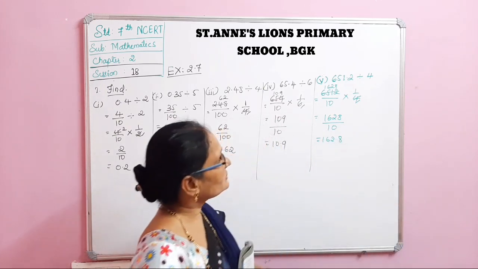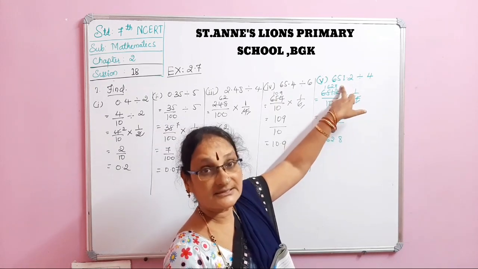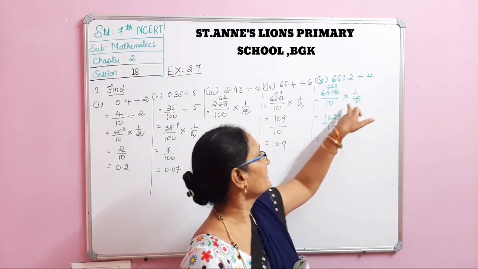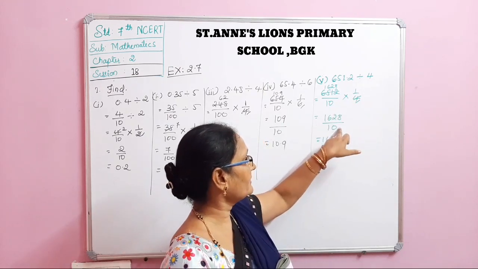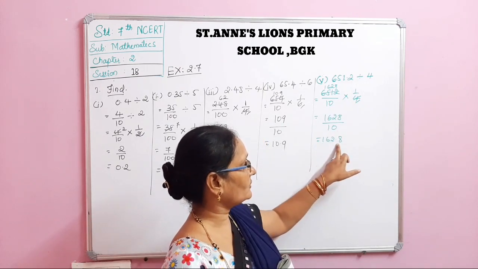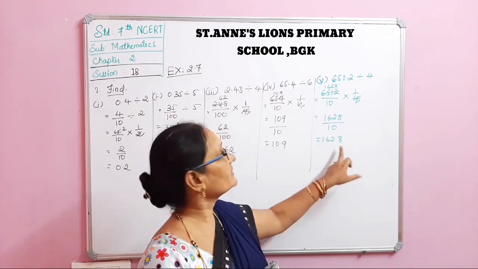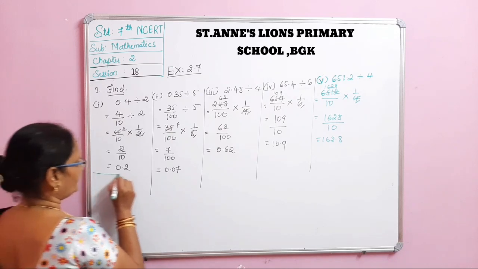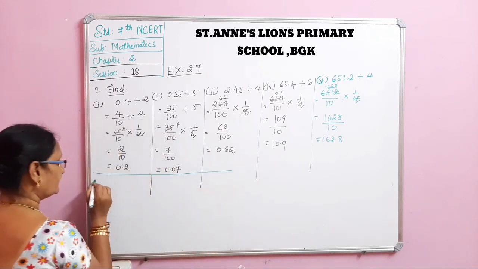162.8. This you can't cancel like this, you can divide it. You take it in the working column and divide and get this one. Divided by 10 means after one place you have to give the decimal point. This is the fifth one. Now the same way we'll do the sixth one.